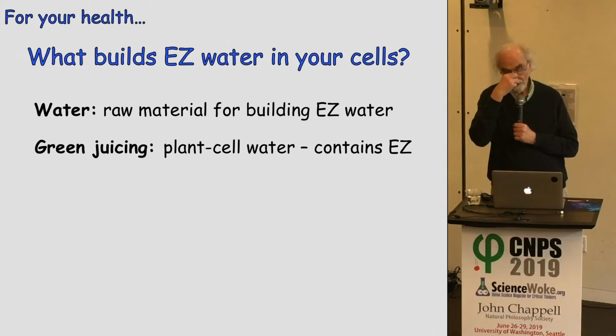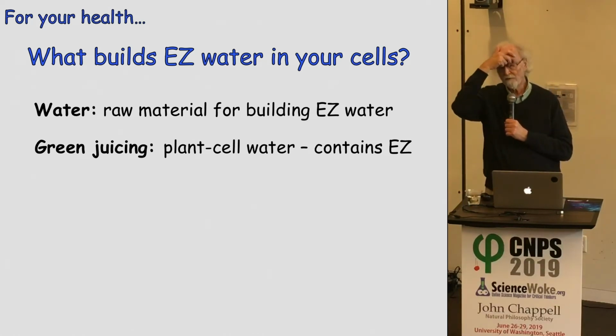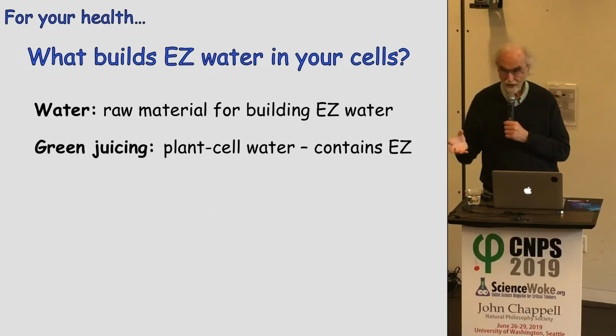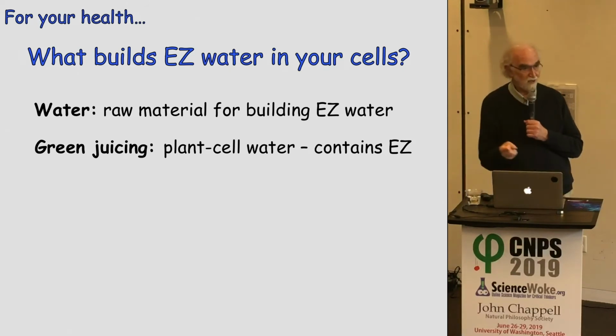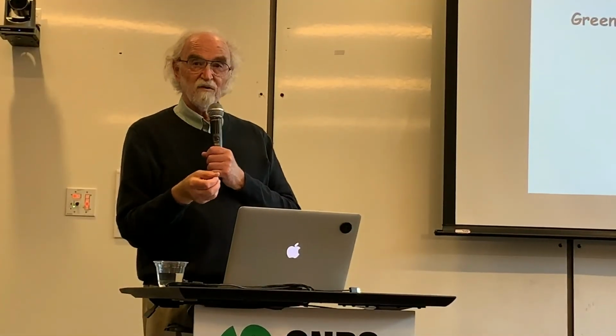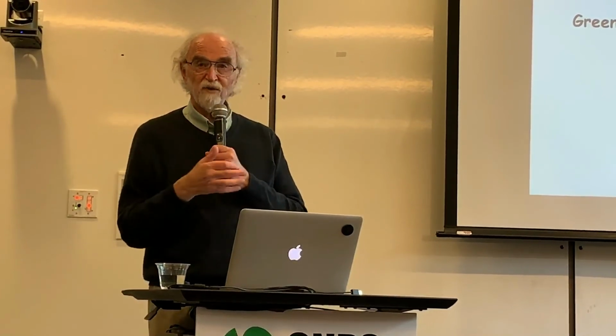Next one is green juicing. I think some of you are familiar with that. What is that? What are we talking about? We're talking about taking a fresh plant, squeezing the juice out of the plant and drinking it. What are we squeezing out? We're squeezing out the water from inside the plant cells. And these are fresh, robust plant cells.